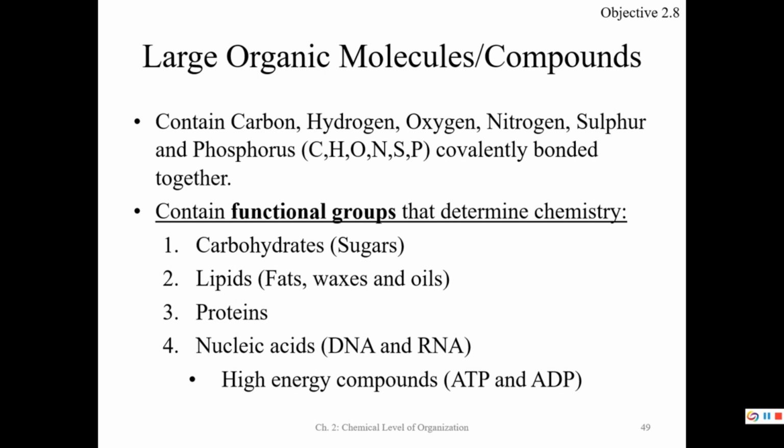Carbohydrates, that's one example. These are your sugars, things like that. Lipids, your fats, waxes, and oils. Your proteins, and your nucleic acids, that's your DNA and RNA. Now, there is a subset of these called high energy compounds, ATP, ADP. These high energy compounds are also associated with nucleic acids, derived from RNAs.